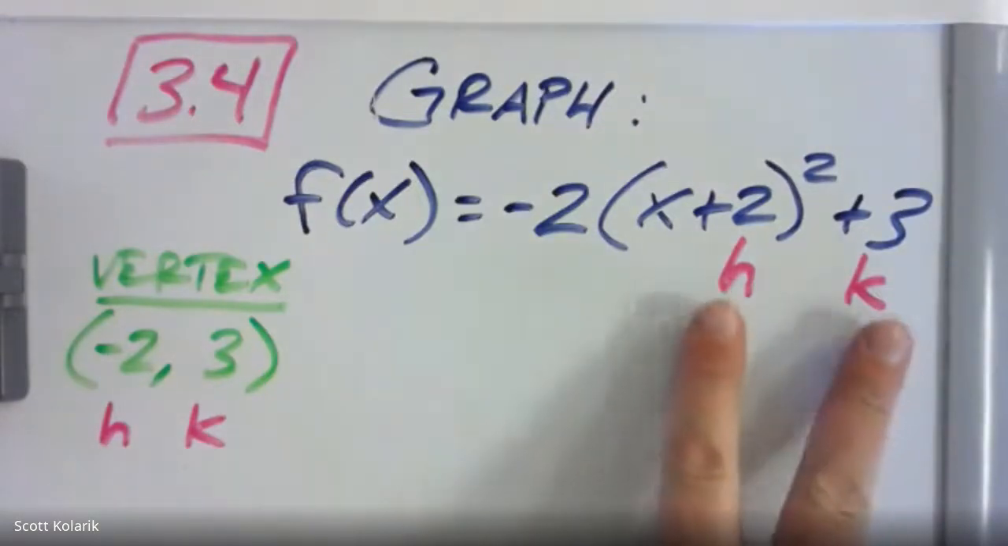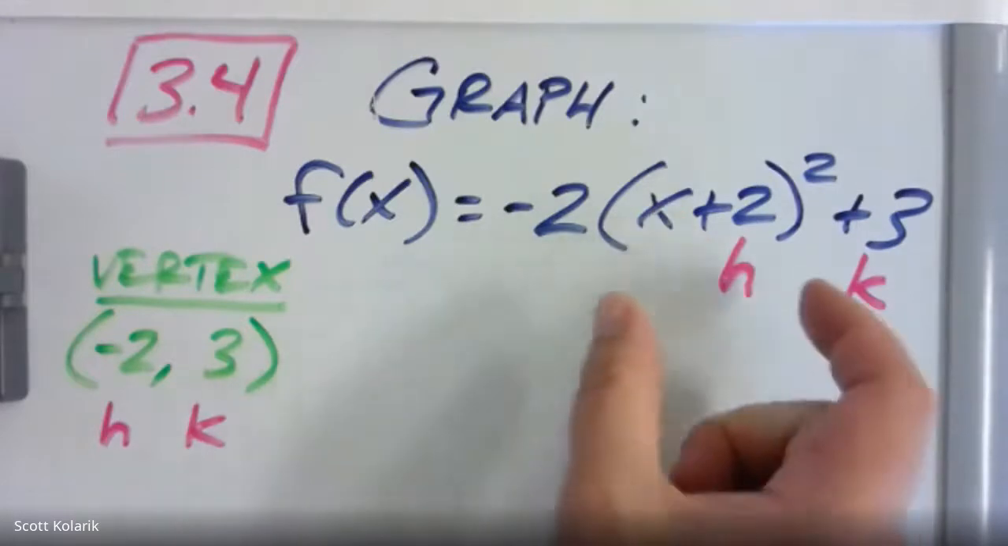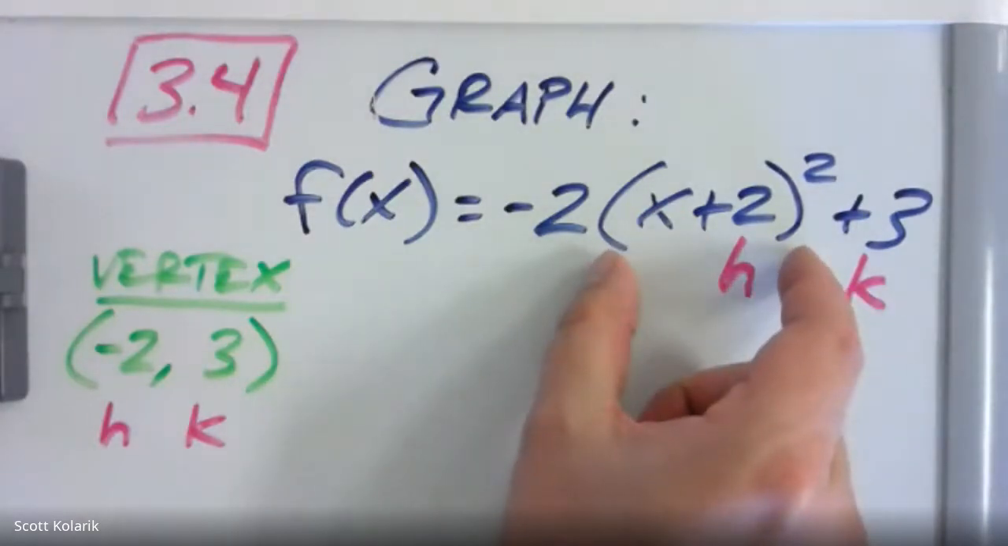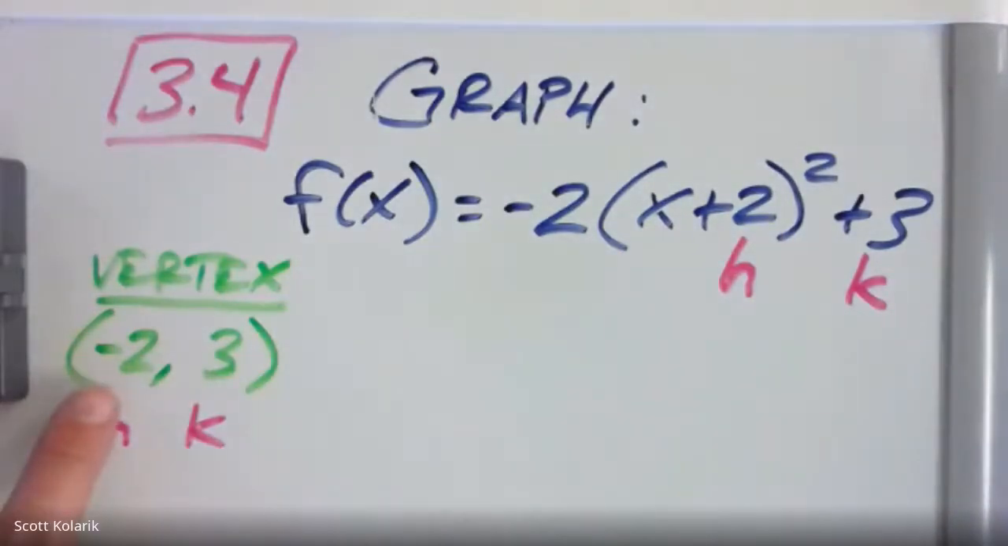All right, so learn to identify those. Please be aware, again, it's going to be the opposite sign of whatever's in here. Or another way to think of it is I take the parentheses and I set it equal to 0. x plus 2 equals 0. If I subtract 2 from both sides, I get x equals negative 2.